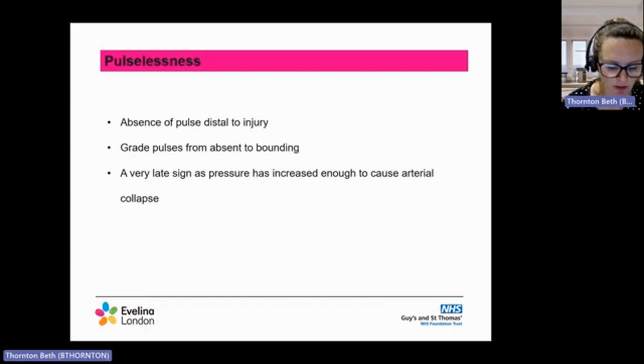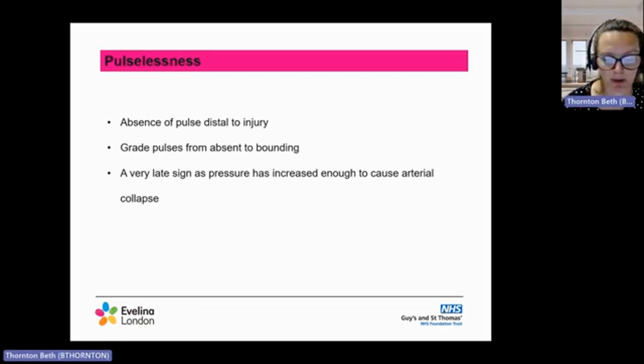So you can grade pulses. There's a couple of different scales out there, but the main thing is you want to be documenting whether it's an absent pulse, a weak pulse, a palpable pulse, or a bounding pulse. And that will help you set a trend. So if it starts off with a nice bounding pulse and it becomes weak and thready, that would be quite concerning. Again, with all these, you'd want to compare that to the other limb as well.